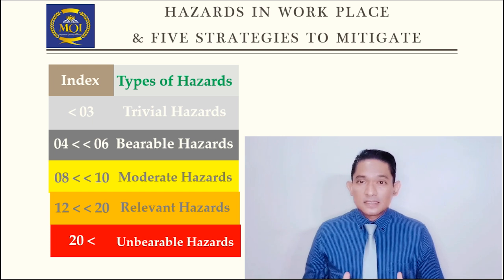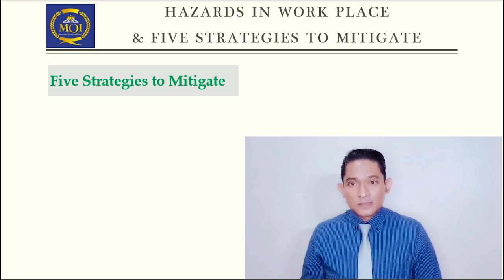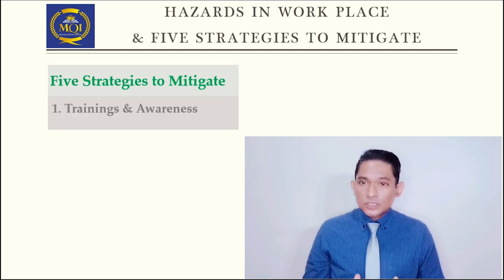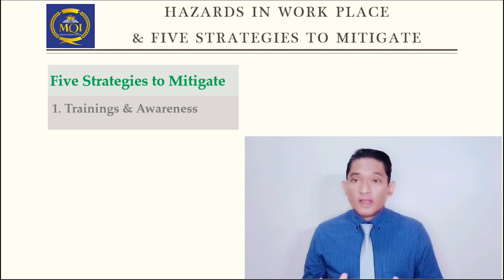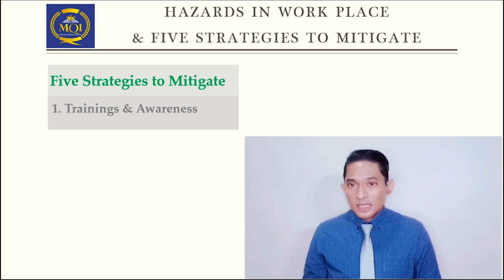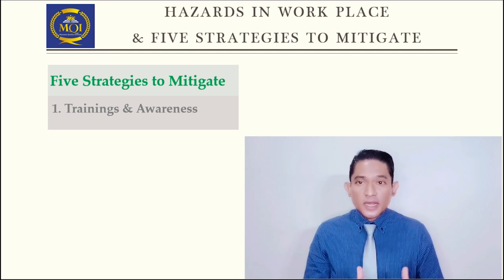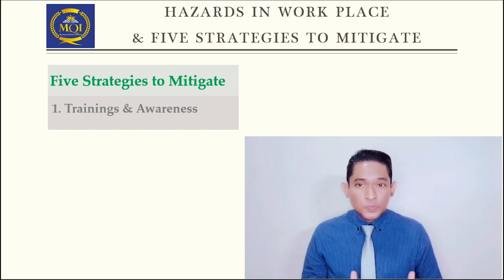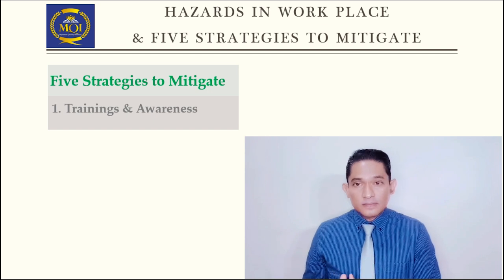Now let's go through the 5 strategies to mitigate work-related accidents. Strategy 1. Provision of training and awareness. In any working environment, to mitigate work-related accidents, the organization is required to provide regular safety training and awareness programs to all the employees and workers, and also needs to display safety signage in the risk areas of the work environments.